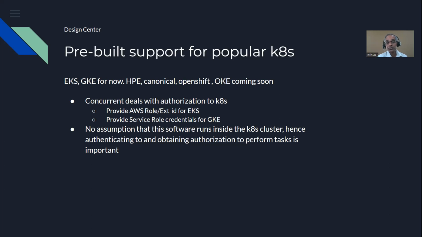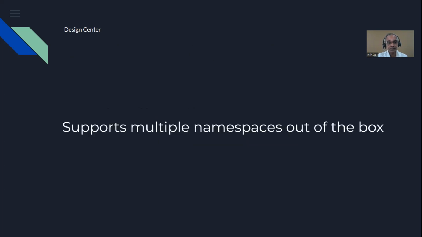This makes for a much better user experience, because we can now say the administrator can specify a Kubernetes cluster for everyone by default. Each user can come in and say, I want to add a Kubernetes cluster. Here's my AWS role. Here's my external ID, or here's my Google GKE service role, and put that in there. And then he or she can use that as part of the DAG definition. There's no assumption that the software runs inside the Kubernetes cluster. So authenticating through and updating authorization for tasks is important, and it's a big part of the software. We've written software to do that. So we support multiple namespaces out of the box.